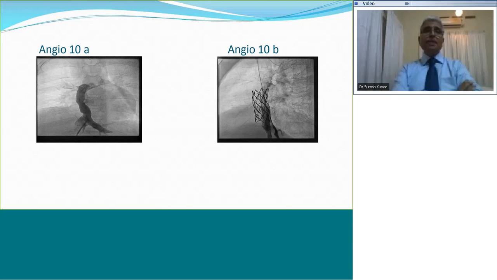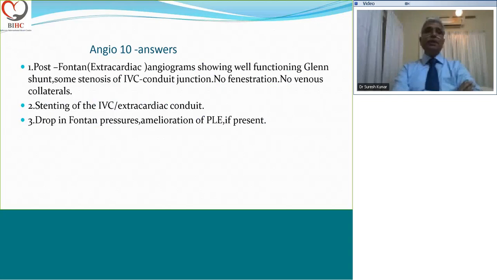Okay, so this is a post-Fontan extracardiac angiogram showing a well-functioning Glenn and some stenosis of the IVC conduit junction. There is no fenestration that you can see. You don't see any venous collaterals. These are the things that you look for in a Fontan angiogram. And you stented the IVC extracardiac conduit, which is normally done in the presence of a conduit stenosis, for a drop in Fontan pressures. And the outcome that you look for is a drop in the Fontan pressures and a clinical improvement of PLE. Okay? Any questions here? And moving on to the next one.